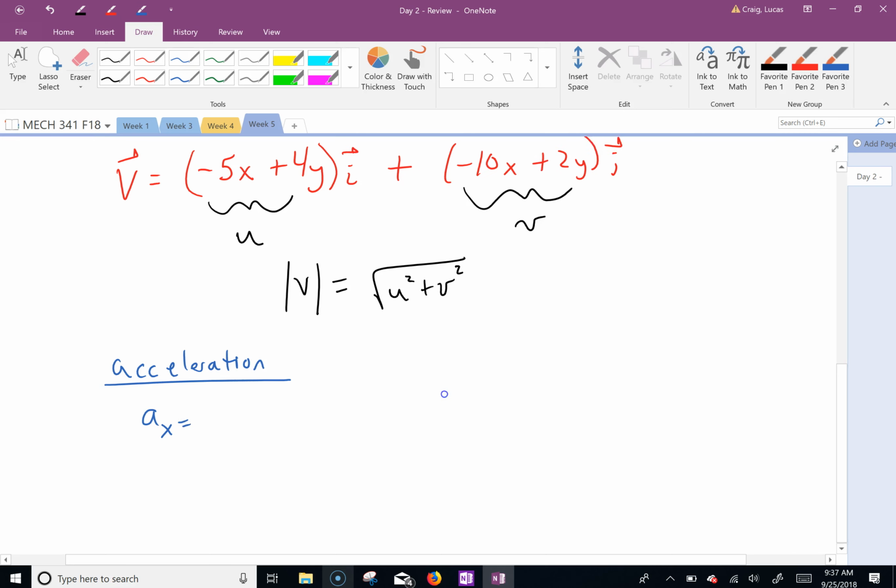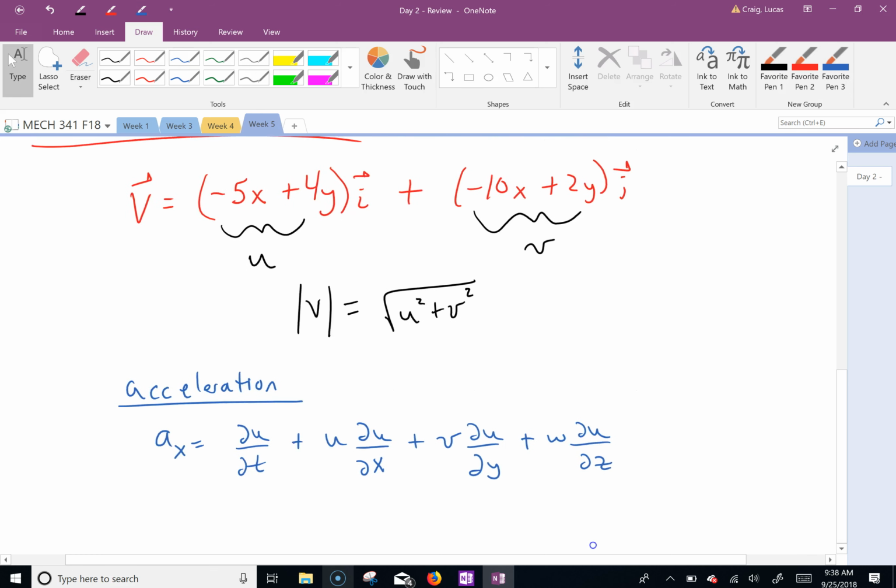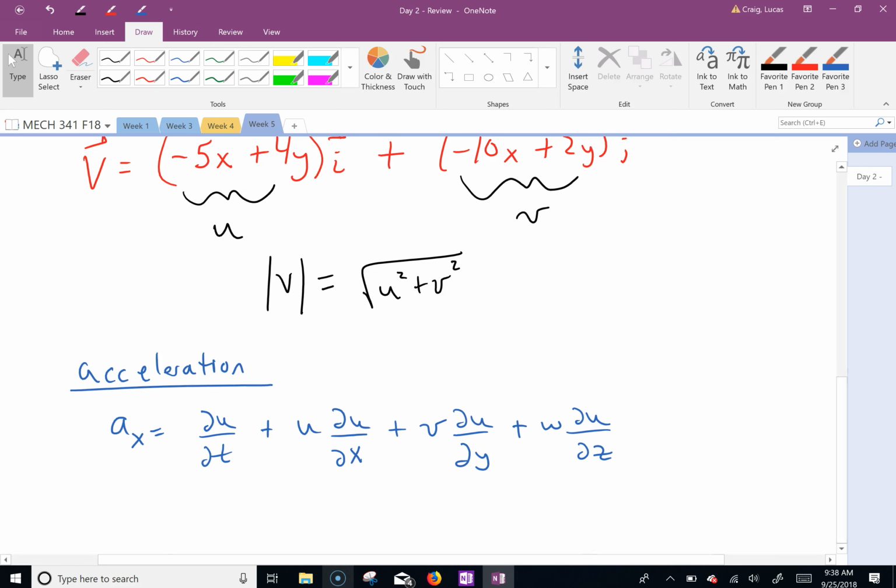And if you remember, I think I have a practice problem that deals with time, so you can see that. Oops, that's not t, that's x. So those are partial derivatives. Partial of u with respect to t plus u times the partial of u with respect to x plus v times the partial of u with respect to y and so forth.